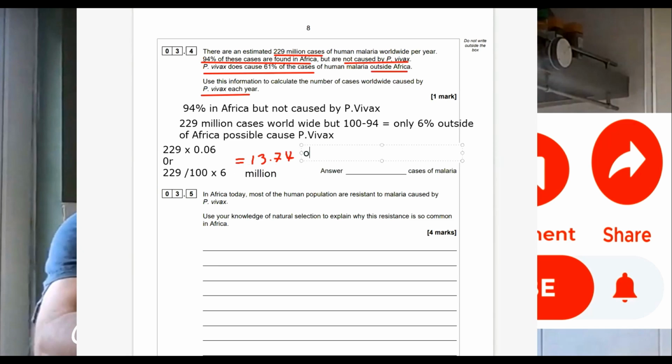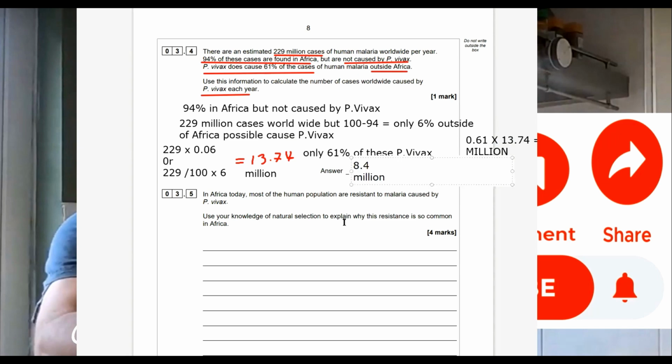Now, it told us those are the amount of cases that happen outside Africa that could be caused by P. vivax, but we were told that only 61% of these were caused by P. vivax. So now do 0.61 times 13.74, and you're going to get something like 8.38 million. Round it down to one decimal place to 8.4 million, and that's your number of cases of malaria.